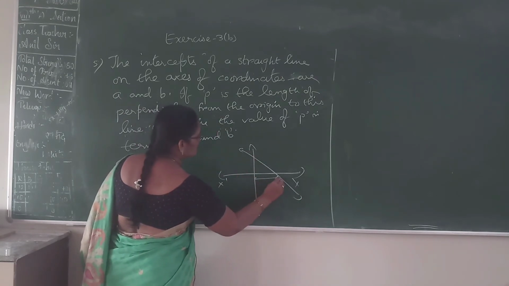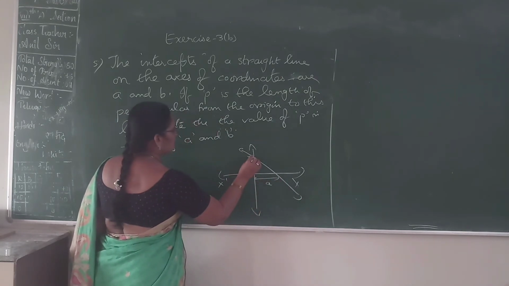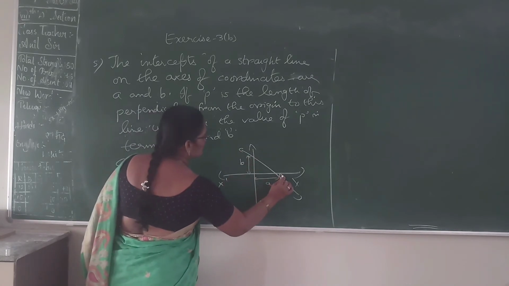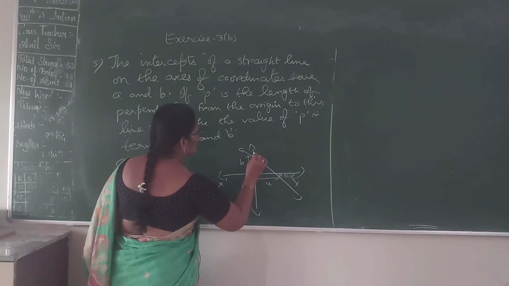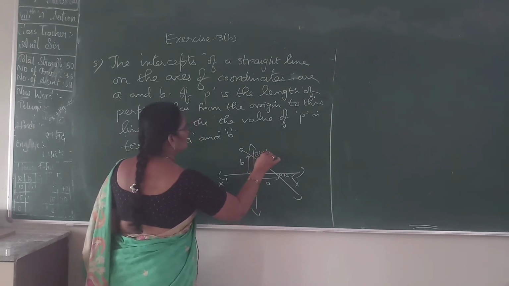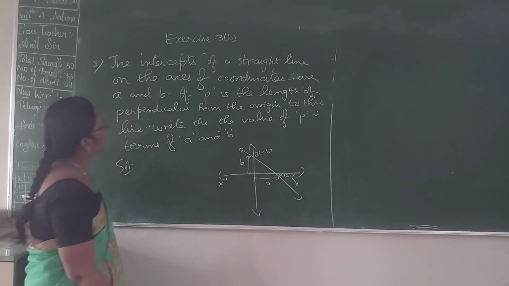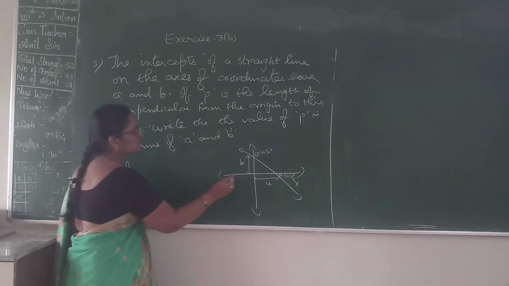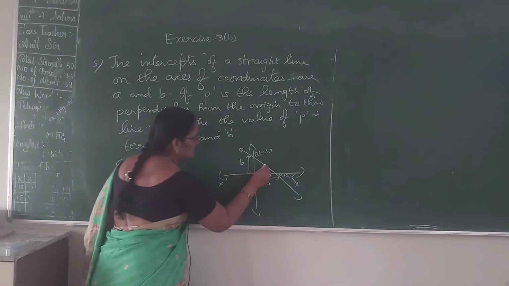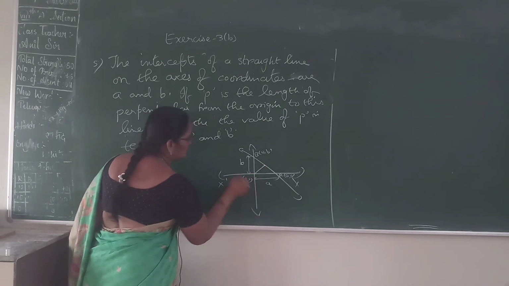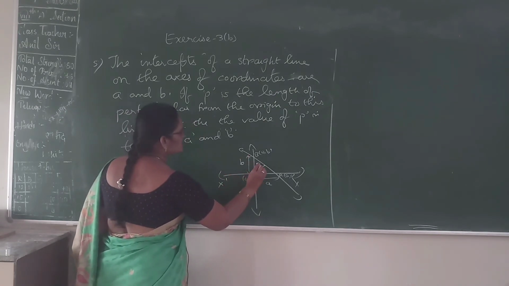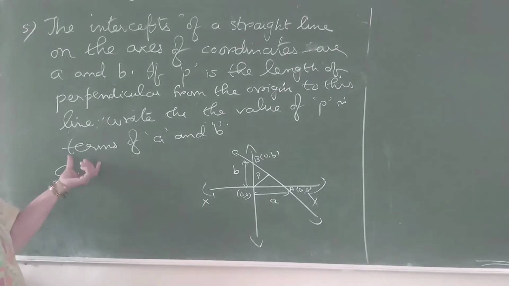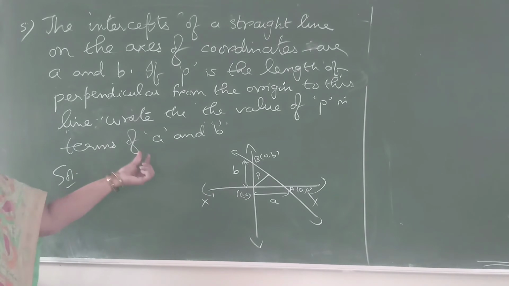What they said, intercepts of a straight line on the axis of coordinates are A and B. So this distance can be considered as A. This distance can be considered as B. That means this point is A comma 0. This point is 0 comma B. Then what they said, P is the length of the perpendicular from the origin. So this is the origin, that is 0 comma 0, and this length is called as P. Then you have to write the value of P in terms of A and B.